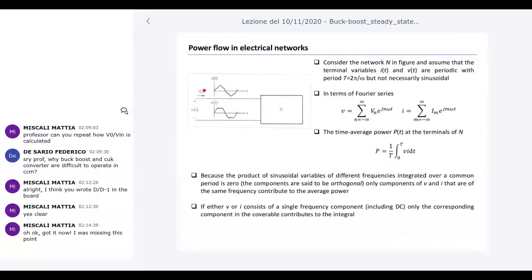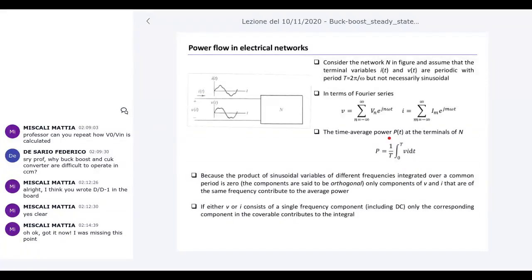So what we can do is to think about the average power, taking into account that we already discussed the average power in our converter, okay? When we say that P in is equal to P naught, I always made this assumption by taking into account the average power, not the instantaneous power.